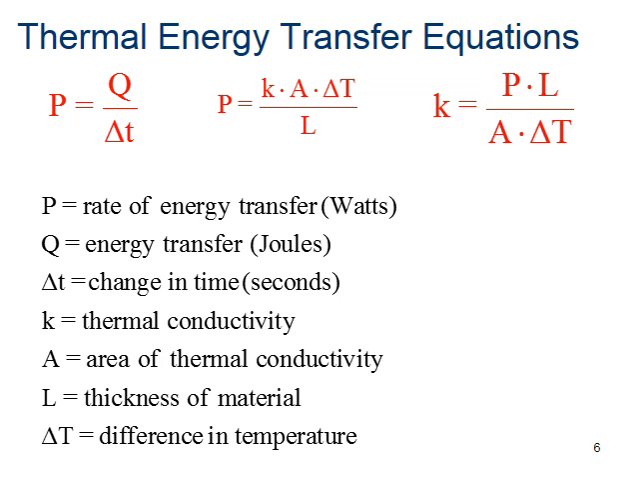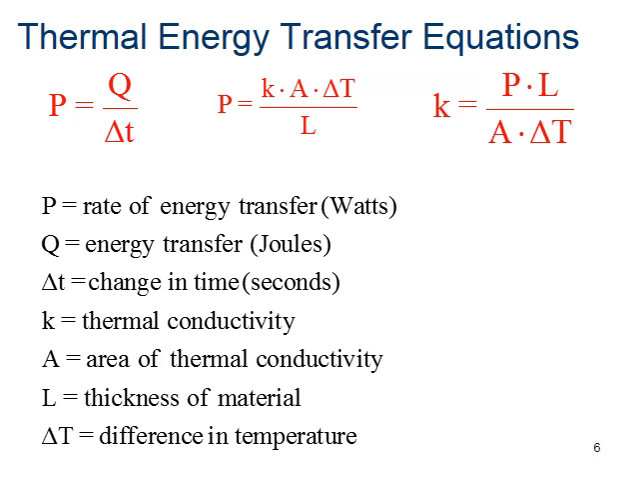So here we have three equations, and really there are actually two, and one is just rearranged. So let's look at the first one. P equals Q over delta little t. And in this case, P is the rate of energy transfer. We also know that in terms of electricity, we call that power. As such, we measure that in watts. Q, just like before, is the energy transfer or heat in joules, and then delta t, in this case little t, is just a change in time, and we always measure that in seconds.